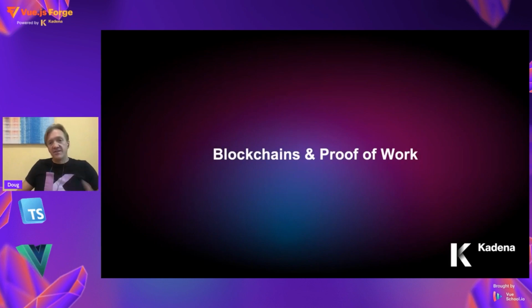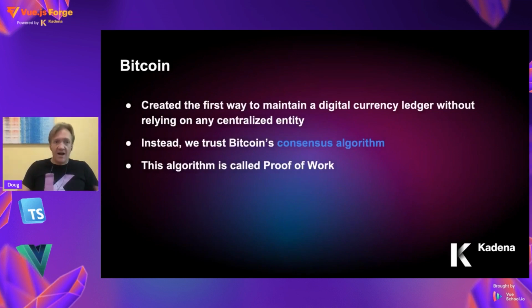Now, moving on to blockchains and proof of work. The first blockchain, Bitcoin, really revolutionized things because it was the first time we could do any of this stuff digitally in a way that we didn't have to trust a centralized authority. And what Bitcoin did was put a ledger into a special data store called a blockchain. And what we are trusting when we use Bitcoin is Bitcoin's consensus algorithm, which is called proof of work.